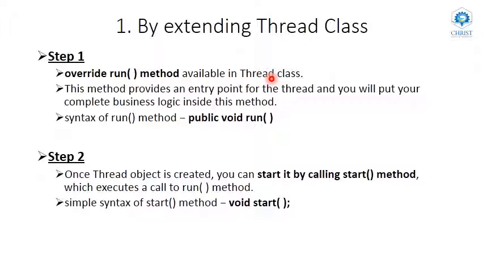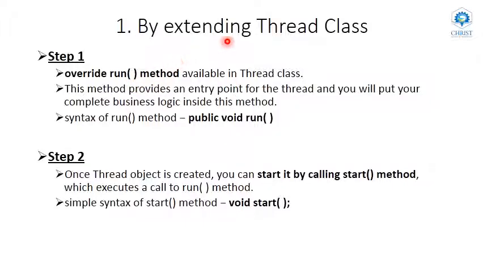So first of all we have to extend the thread class. By inheritance, the methods inside the thread class will be available to our class. So we will override the already available run method of the thread class. We will write our own lines of code inside the run method, so that when the new thread is created, the lines of code that get executed will be what we have written inside the run method. And this is the syntax of the run method: public void run.